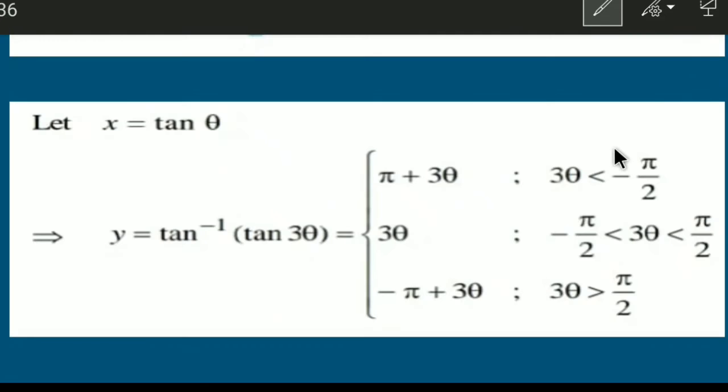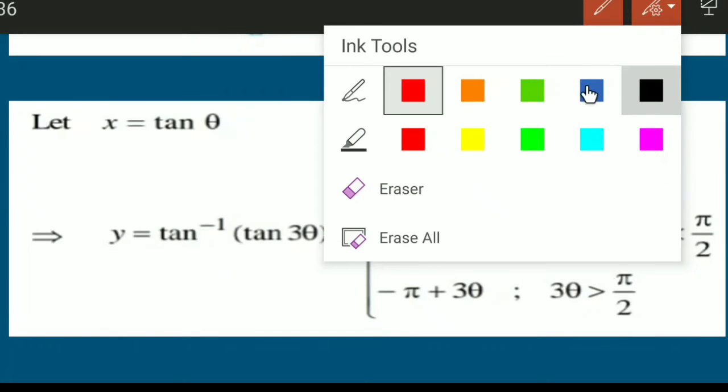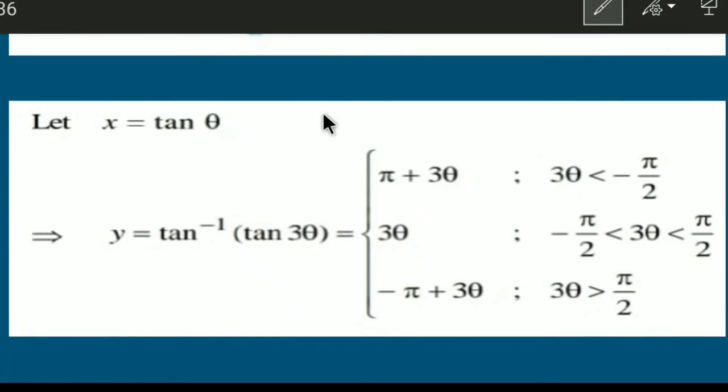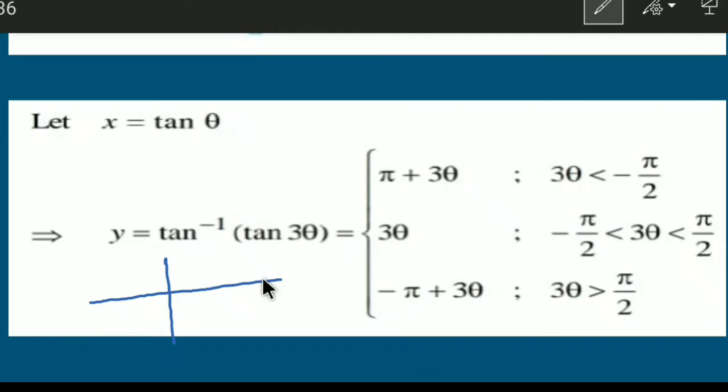Let's see. So that is pi plus 3 theta if 3 theta lies less than minus pi by 2, and here 3 theta when 3 theta lies between minus pi by 2 to plus pi by 2, and minus pi plus 3 theta if 3 theta is greater than pi by 2. Here the pattern of the graph of tan inverse tan 3 theta is just like this. Now let me draw over here to make understanding easier. So I am drawing the graph of tan inverse tan 3 theta like this type of structure.